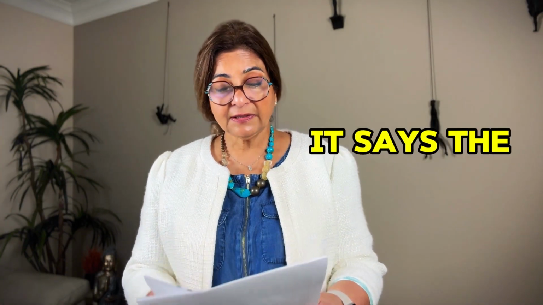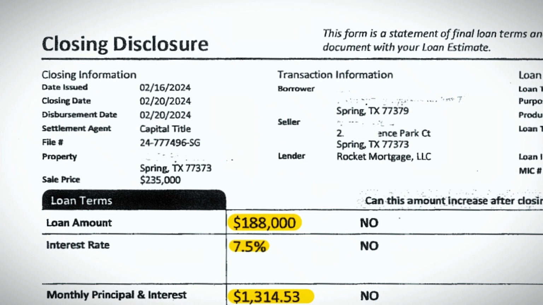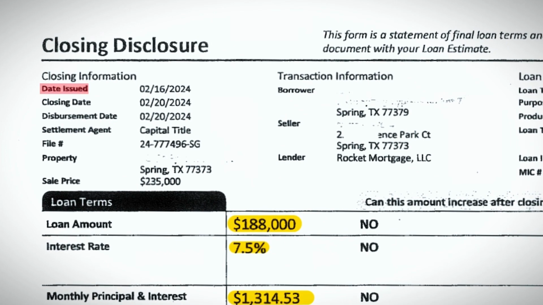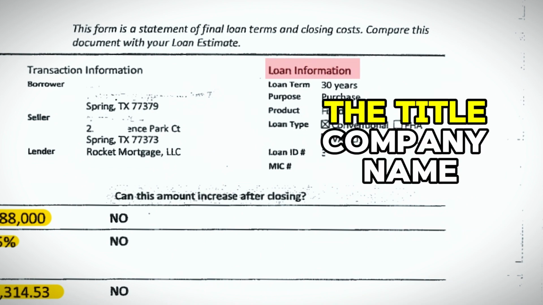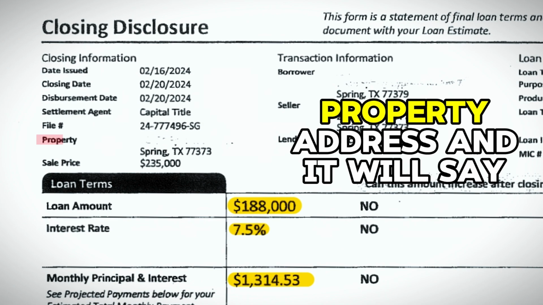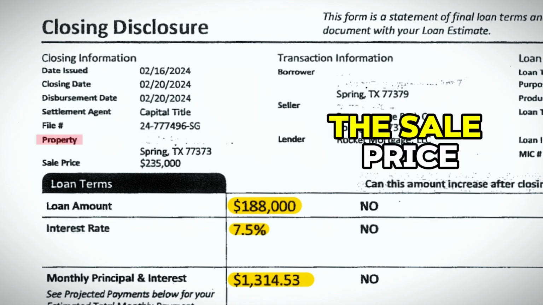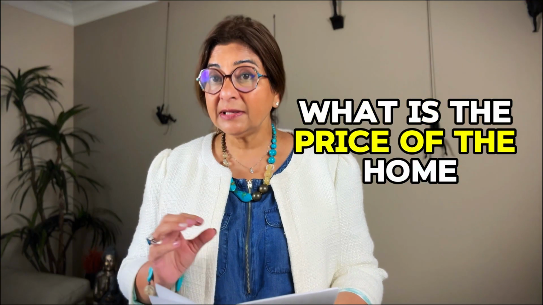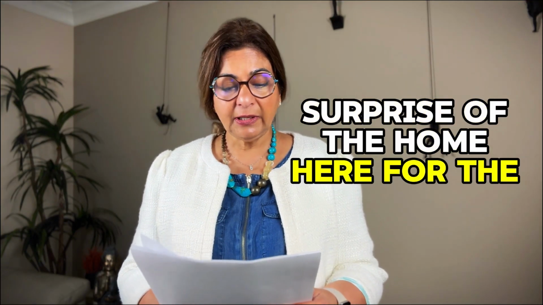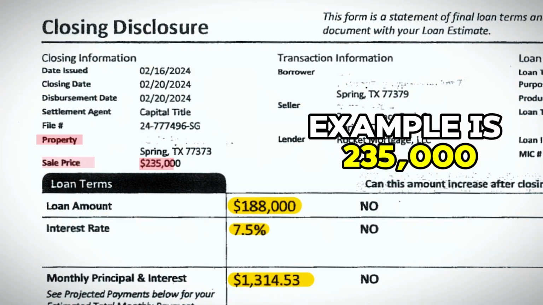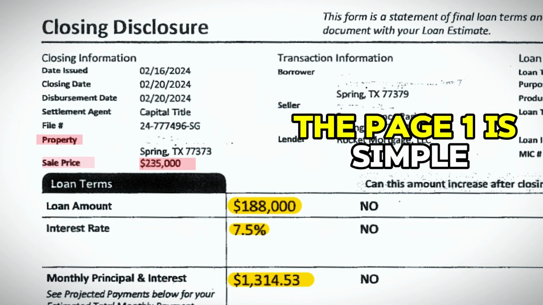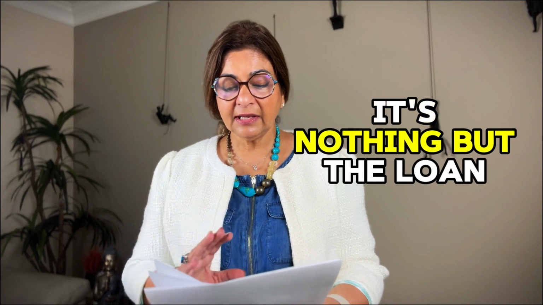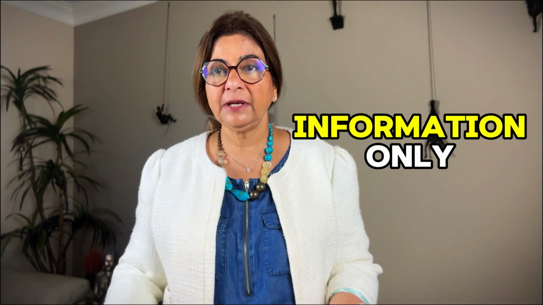Okay, that's it. So let's make it simplified. On page 1, it says the home was bought, whatever the date issued. It will have your loan information, the title company name, the property address, and it will say the sale price. What is the price of the home? So the price of the home here for the example is $235,000. Page 1 is simple. It's nothing but the loan information only.